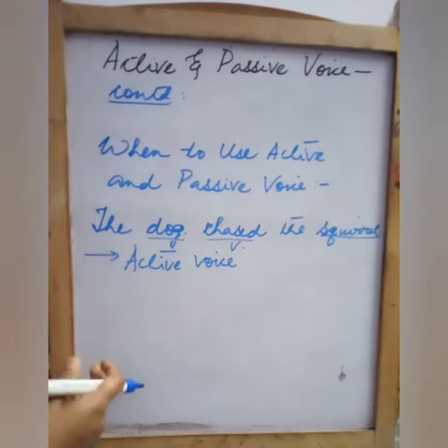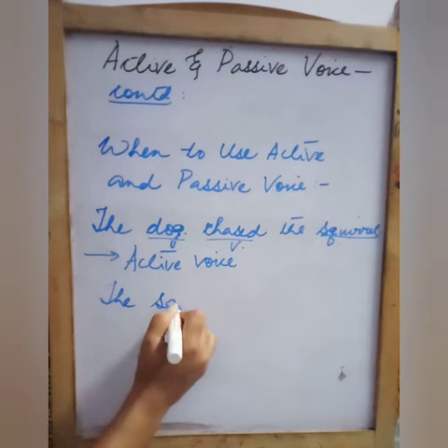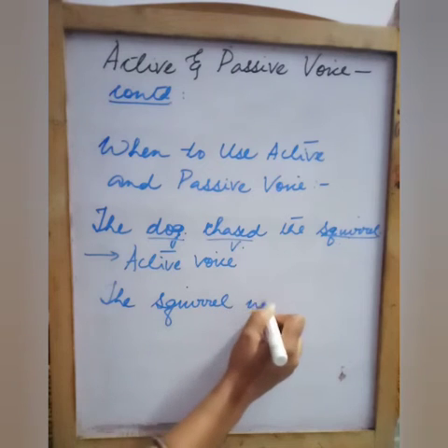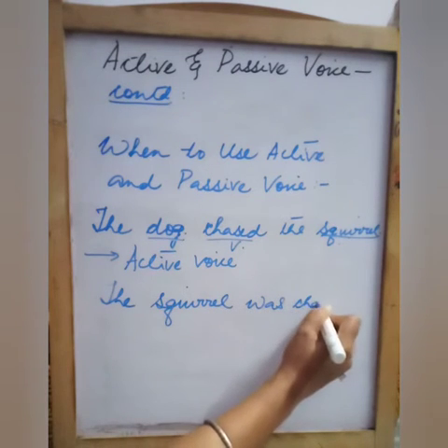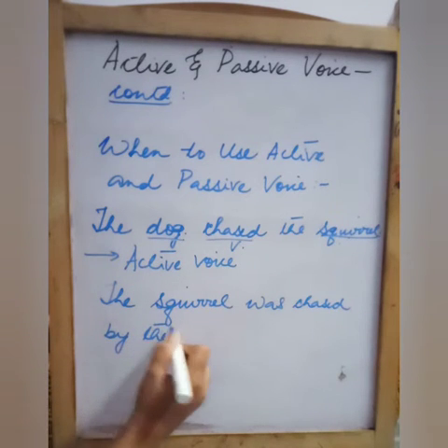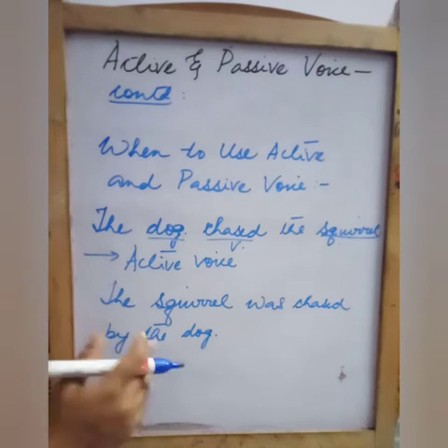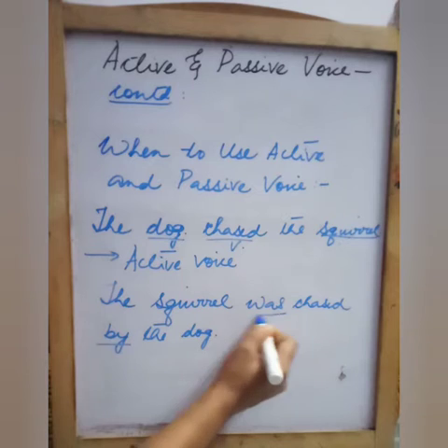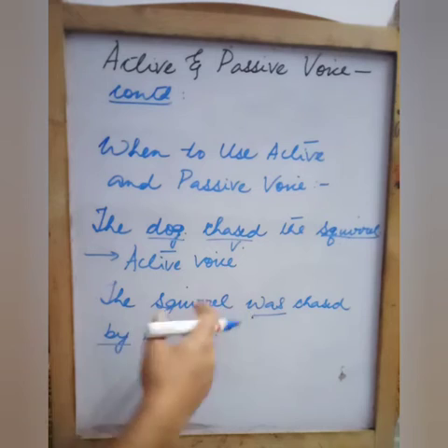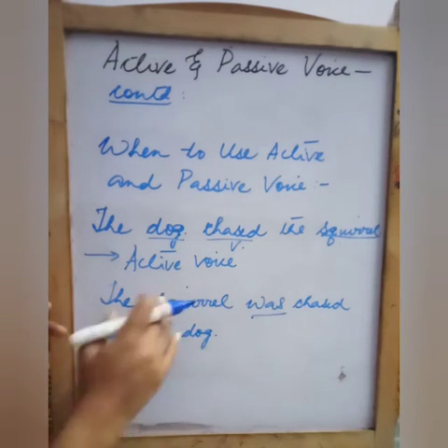So in the passive voice, how will we write it? We'll write, the squirrel was chased by the dog. The meaning remains the same. We are just doing what? We are adding the preposition. This is the auxiliary verb or a helping verb, the to be verb. So by doing that, we are changing the position of the subject and the object. We are interchanging, and then this becomes the passive voice.